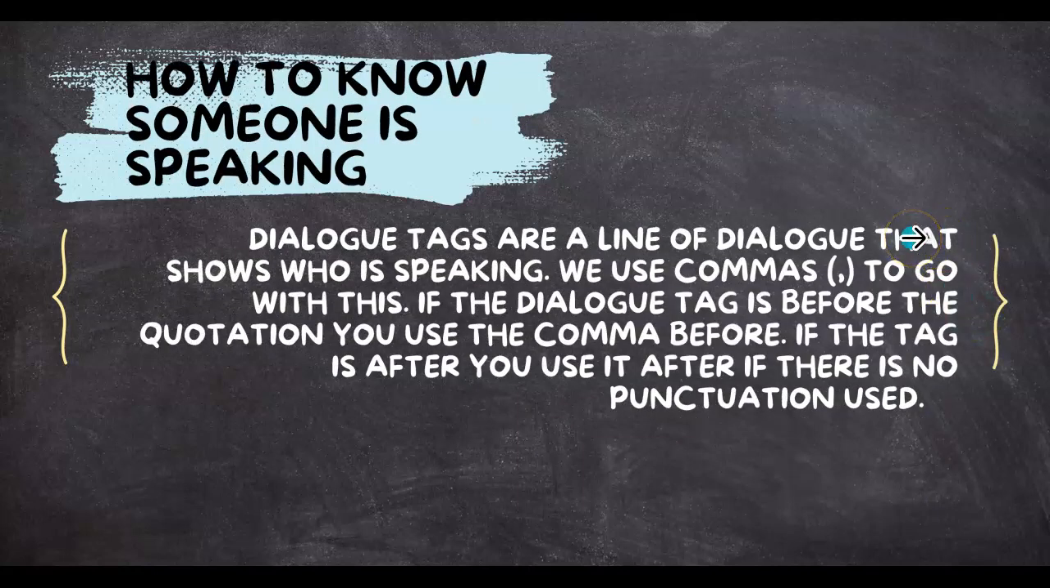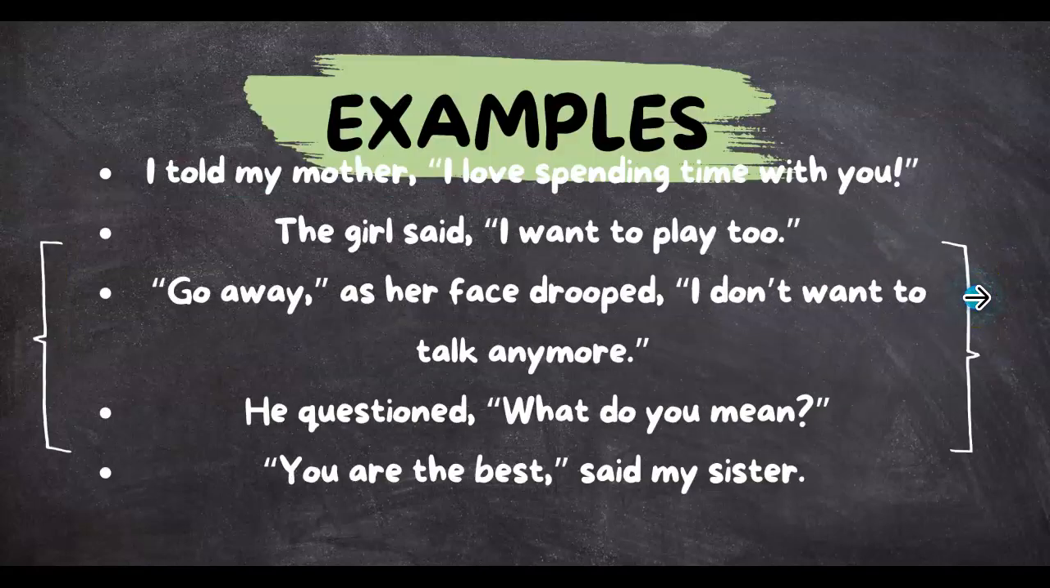So how to know when someone is speaking. Dialogue tags are a line of dialogue that show who is speaking. We use commas to go with this. If the dialogue tag is before the quotation, use the comma before. If the tag is after, you use it after if there is no punctuation used. So let me show you some examples.